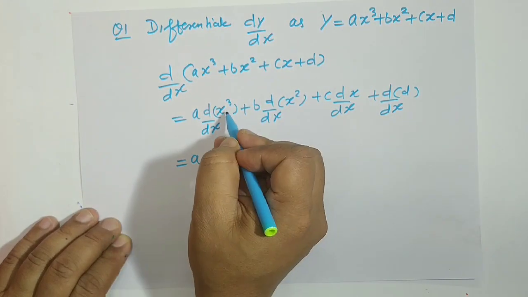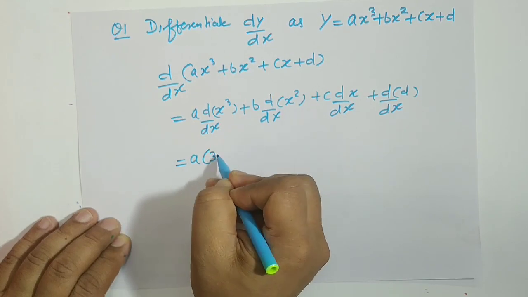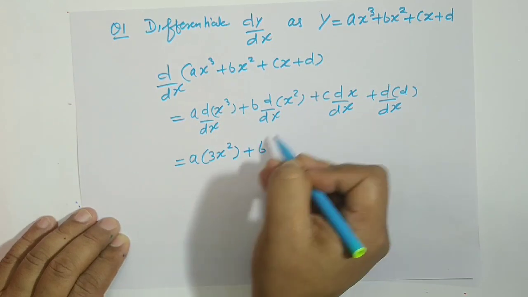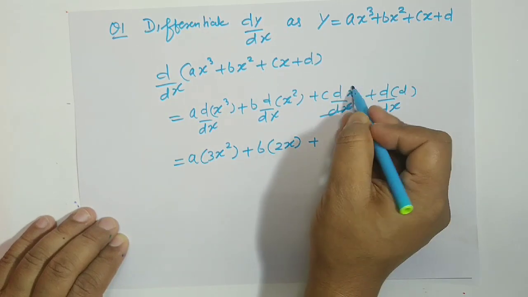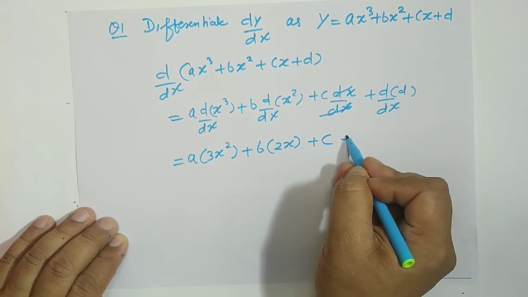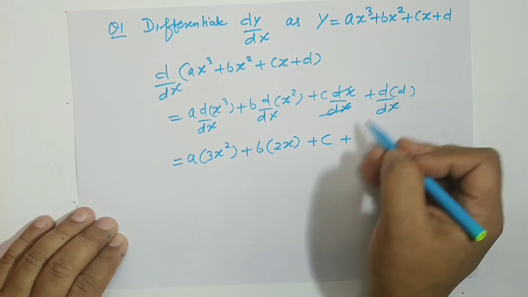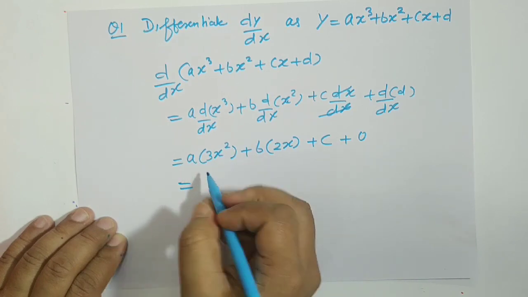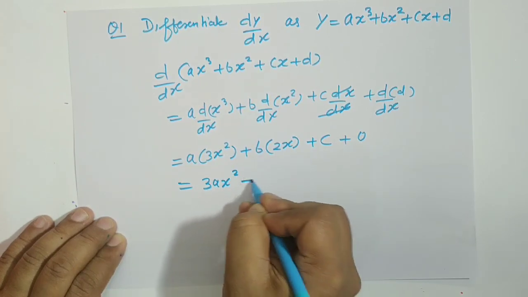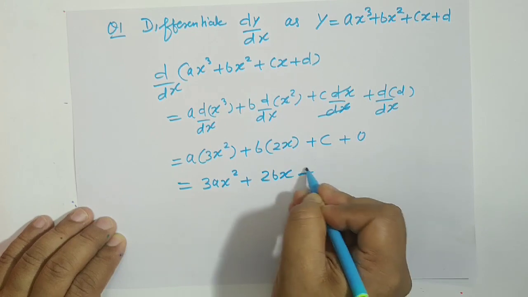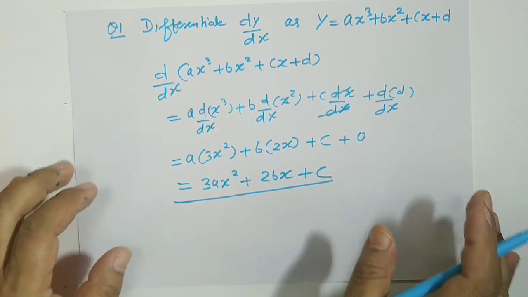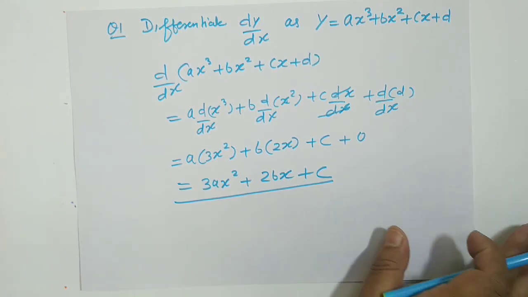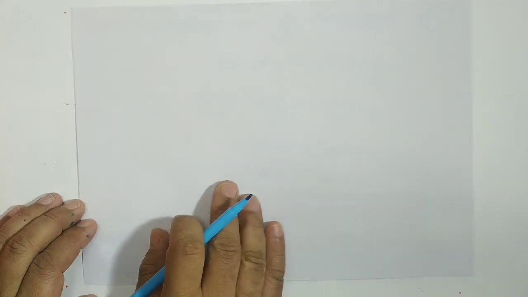What is x cube? n x to the n minus 1, so it will be 3x square. What will be of x square? n x to the n minus 1, 2x. What will be of this? It will cancel out, dx by dx, c. And what will be the differentiation of d? It's a constant, 0. So what you are getting is 3ax square plus 2bx plus c. This is how we are going to differentiate, and we are going to apply it in physics. And then I am going to give you one question of physics here.